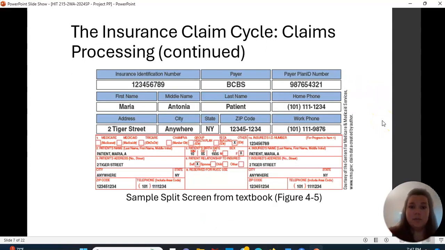So here's that example of the split screen. At the top, there's going to be the insurance verification software and then the actual claim itself at the bottom. And that's from figure 4.5 in our text.